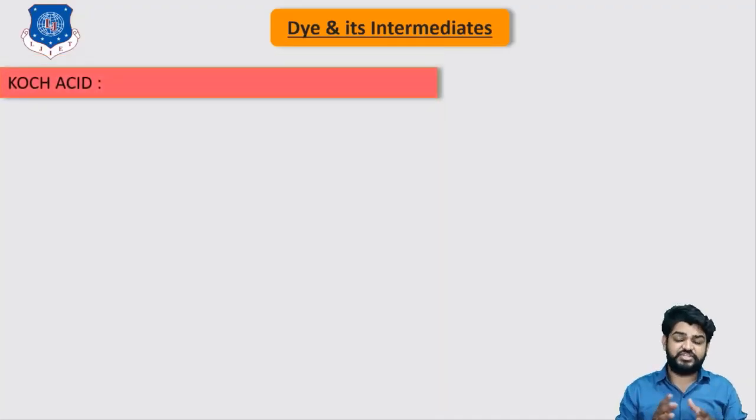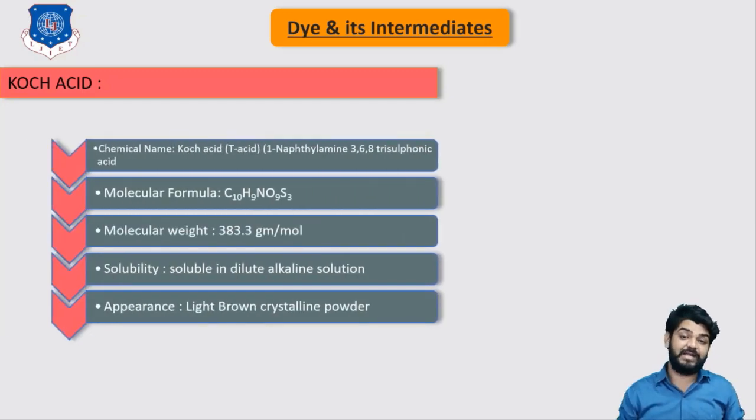In today's session, we are going to see one more product of the dyes intermediate, and that is Koch acid. So this Koch acid is very much similar to the H acid, and its process description and even its flow sheet is very much similar to the H acid. So let's just quickly understand what are the different properties of this Koch acid.